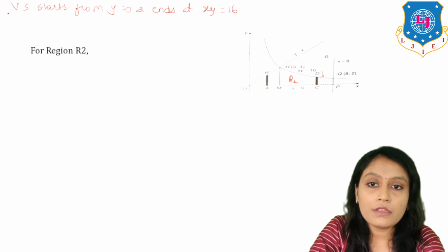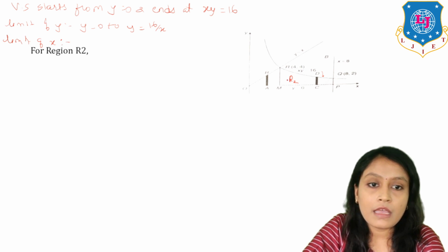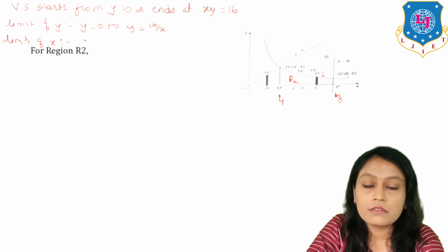Okay. Now here we are taking vertical strips, so we will write limit of y. So limit of y is what? y is equal to 0 to, to make y subject here, so you will get y is equal to 16 upon x. Okay, and next we will write limit of x. Okay, now you can see x moves from here to this point. Okay, now here the x coordinate is 4 and here the x coordinate is 8, right? So here limit of x is equal to 4 to x is equal to 8.